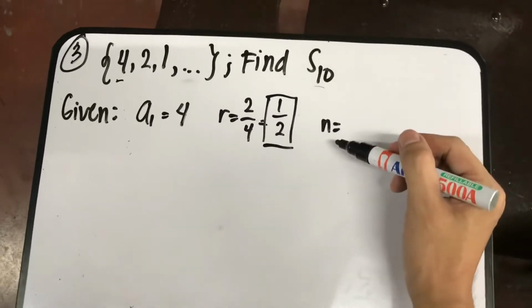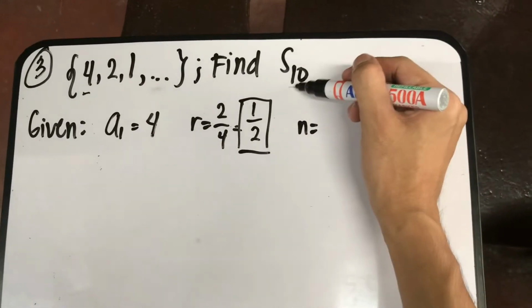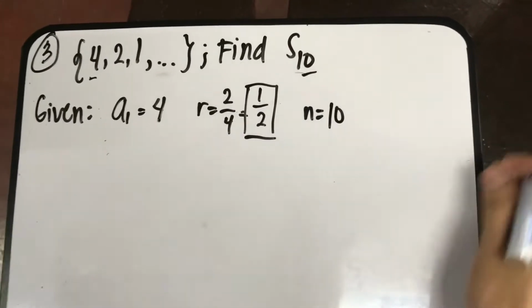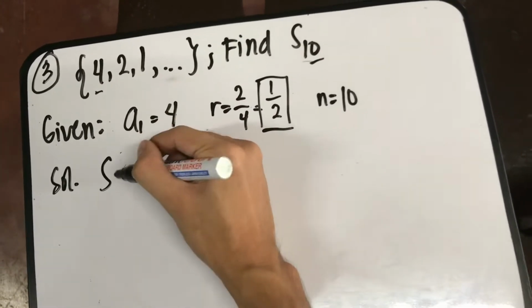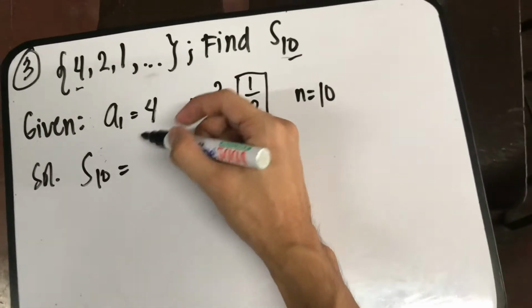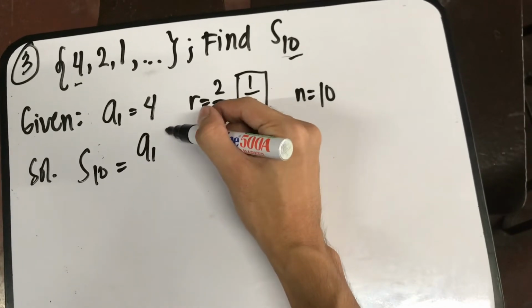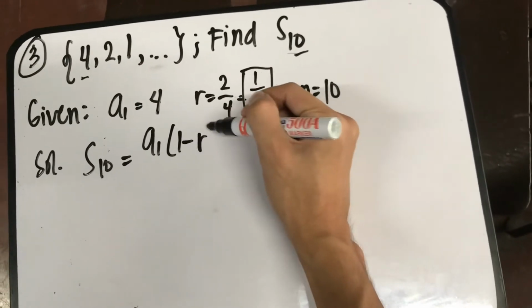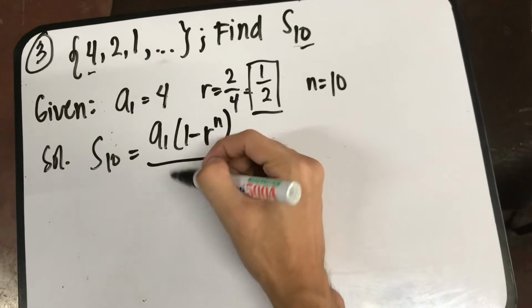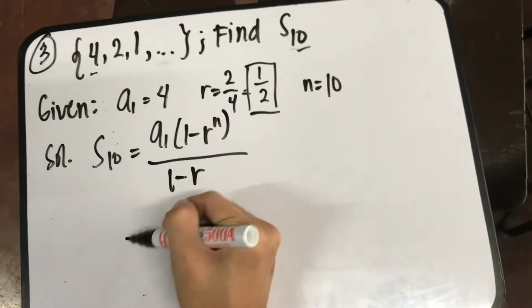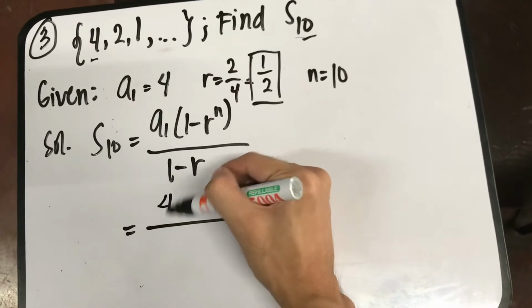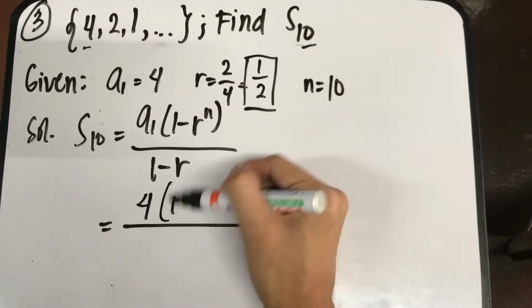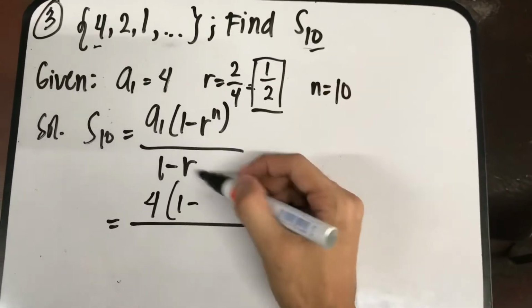How about our n? Since we are looking for the 10th term, 10 is our n. And the solution, using the formula, S sub 10 is equal to A sub 1 times 1 minus the common ratio raised to n over 1 minus r. So substitute lang natin. A sub 1, that is 4, times 1 minus r, which is 1/2.